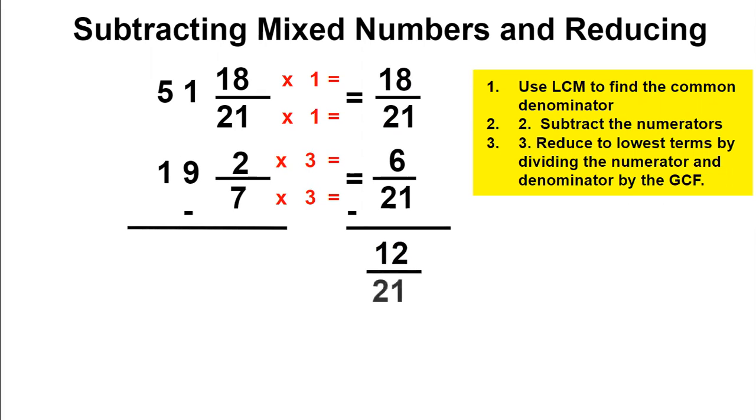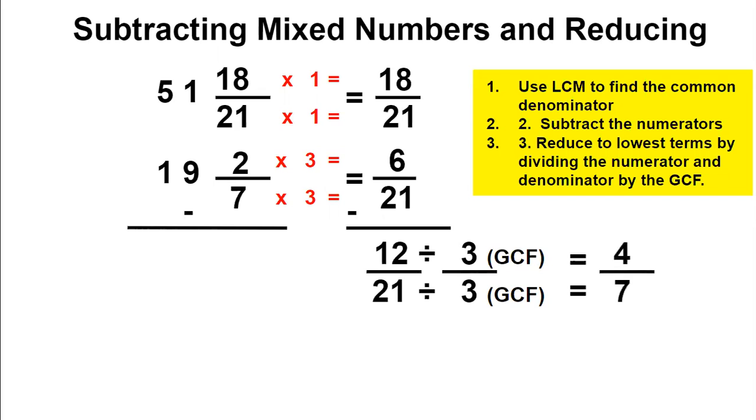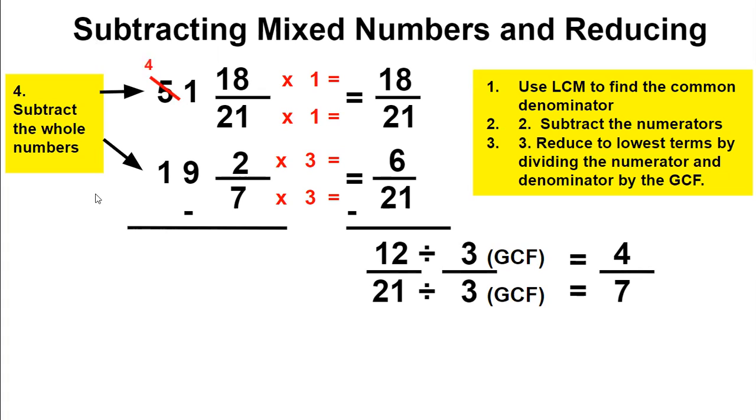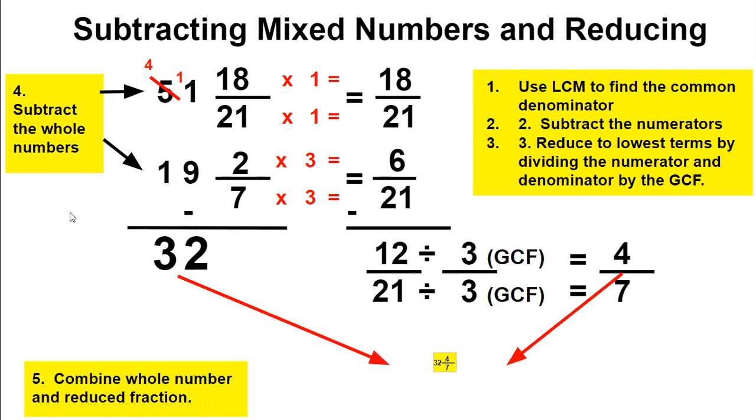12 21s. Notice that that's not in lowest terms. We can reduce that. We can divide the top and the bottom by 3. So there we go. 12 divided by 3 is 4, and 21 divided by 3 is 7. So 4/7, and our last part is to subtract 51 minus 19. So here we go. We're going to cross off the 5 and make it a 4. The 1 will become an 11. 11 minus 9 is 2. 4 minus 1 is 3. And then we combine our whole number and our fraction. 32 and 4/7 to get our mixed number and our answer.